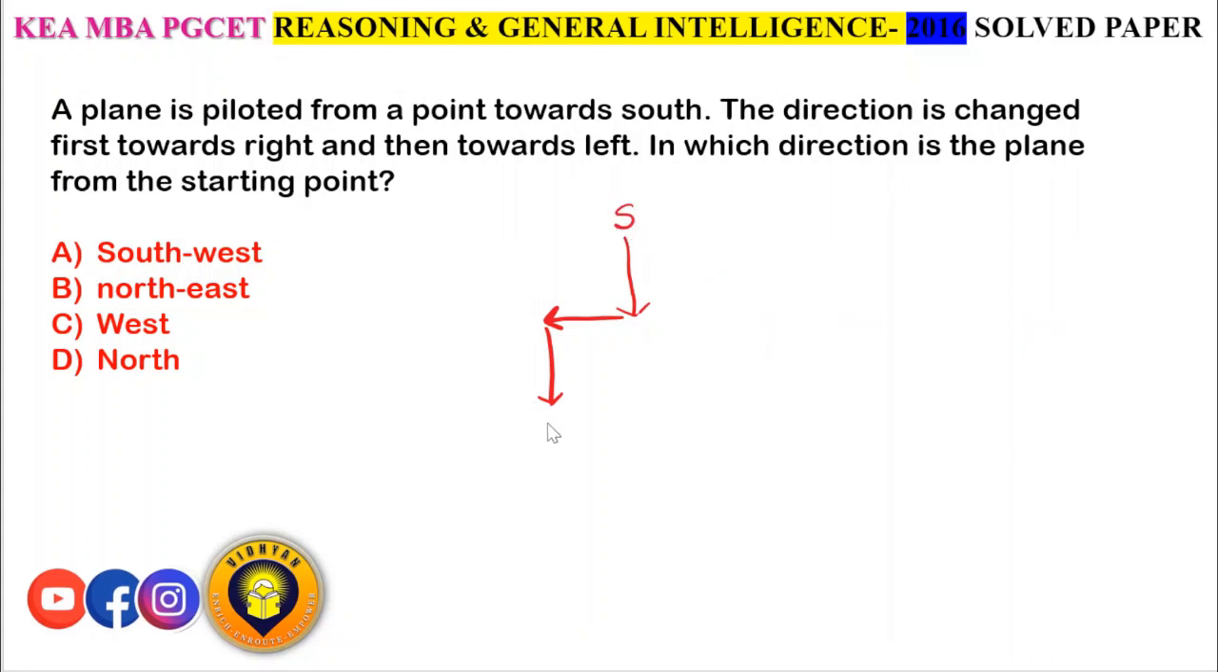This is the starting point, this is the end point. So in which direction is the plane from the starting point? It was moving in the south direction, right? So this is south, and here this is west. Therefore it is lying between south and west. The answer is southwest.